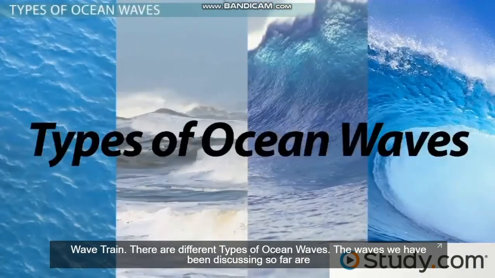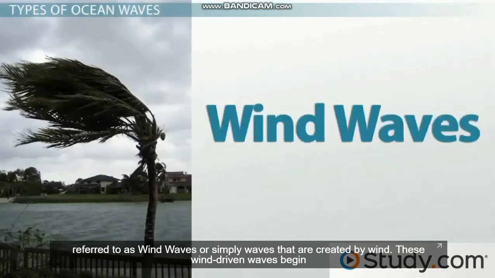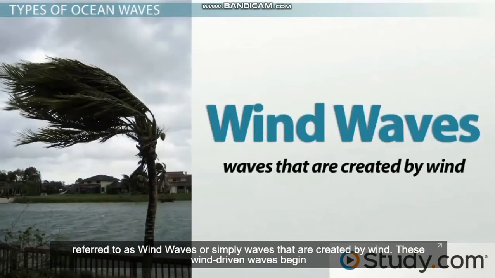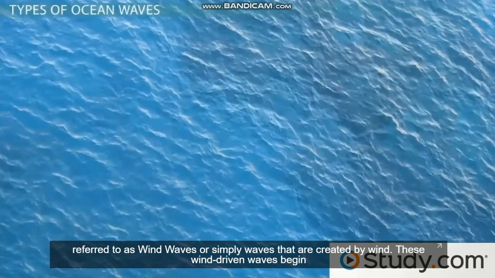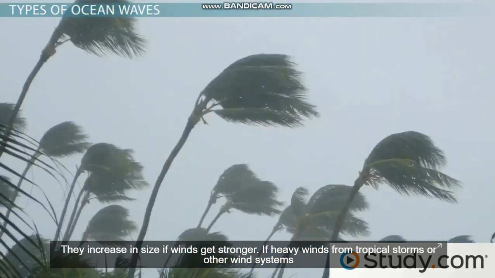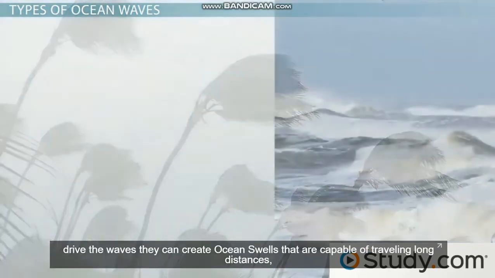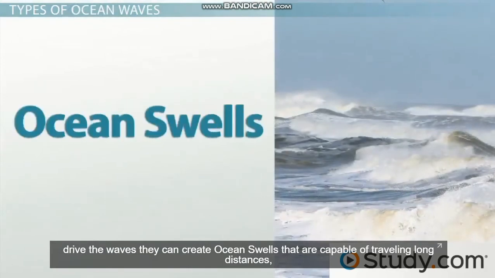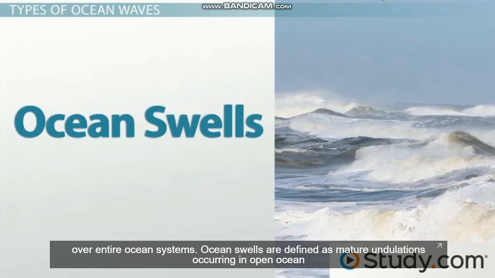There are different types of ocean waves. The waves we have been discussing so far are referred to as wind waves, or simply waves that are created by wind. These wind-driven waves begin as ripples, which are small and have the shortest period of time between successive wave crests. They increase in size if wind gets stronger. If heavy winds from tropical storms or other wind systems drive the waves, they can create ocean swells that are capable of traveling long distances over entire ocean systems.